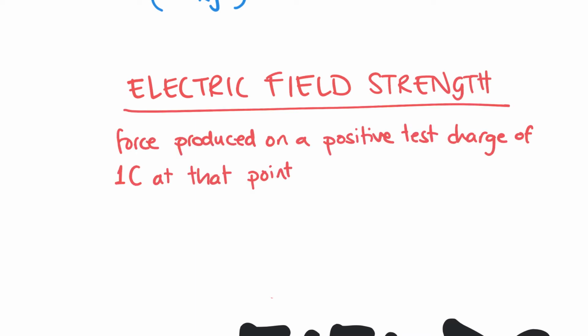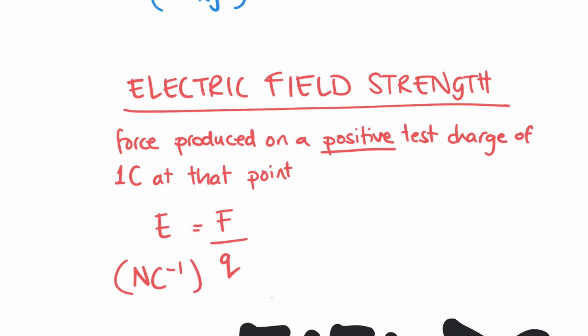So the electric field strength is defined as the force produced on a positive test charge of 1 coulomb at that point. So we need to think about what would happen if we were to place a positive charge at that particular point. So to put this into an equation, we use capital E to represent the electric field strength, and that is the force produced per coulomb of charge. So we're going to divide that by Q. So Q is representing charge. From that, we can see that our units for electric field strength could be written as the Newton per coulomb.